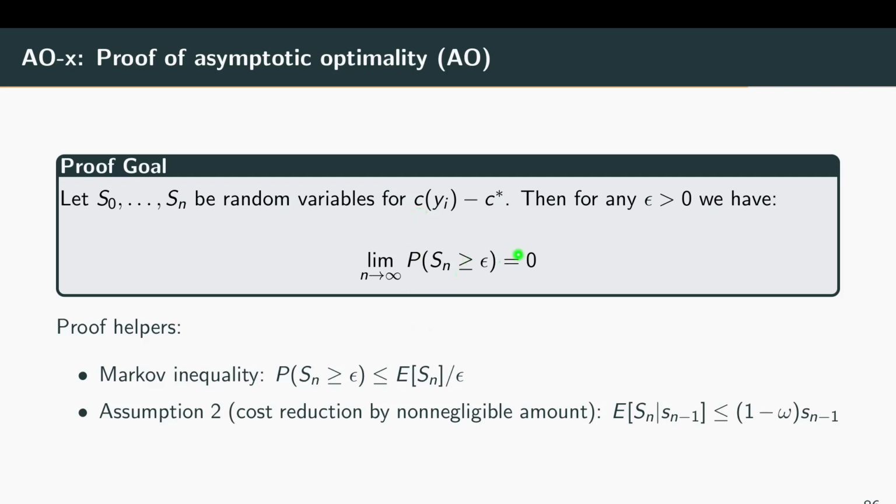Okay, and then the proof I will show, it's fairly short, but it uses two things. One is the Markov inequality, which I've just shown here, and the second one is the assumption that we already defined, just written now in the notation of the random variables. So the expectation of Sn given the cost difference that I had in the previous iteration should be reduced every iteration by this non-negligible amount.